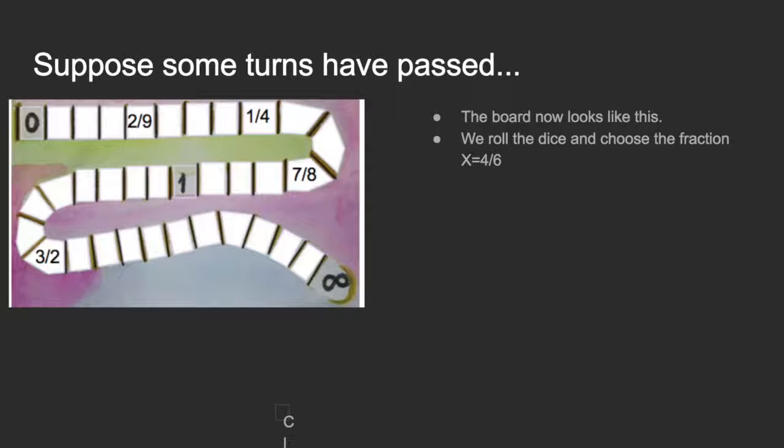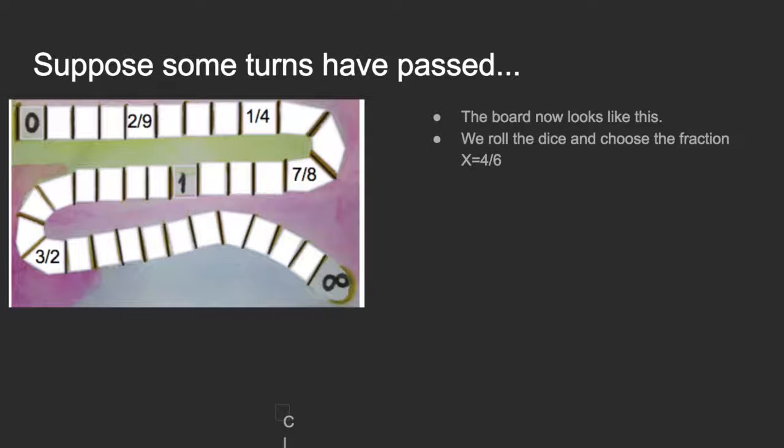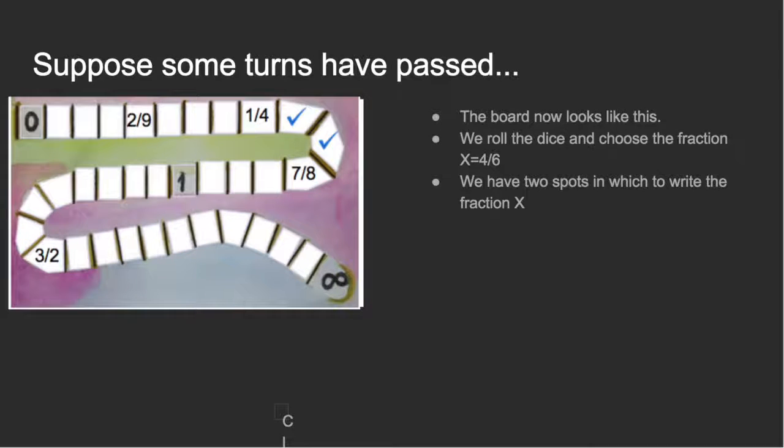Now, let's move on to an example. Suppose some turns have passed and I choose the numbers 4 and 6, and choose template A to fill in. Once I plug in the numbers and calculate the fraction, I find that the fraction x is 4 over 6. Where on the game board can I go? The fraction 4 over 6 is greater than 1 over 4 and lesser than 7 over 8, so it can only go in one of the 2 spaces that have a check mark.